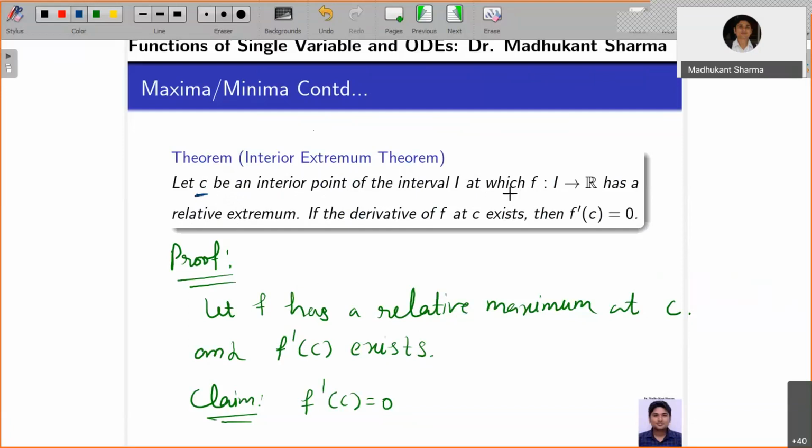We are going to look at the case at which f has a relative extremum. So suppose C is an interior point of the interval I, and f has a relative extremum. If the derivative of f at C exists, then f dash of C is 0.